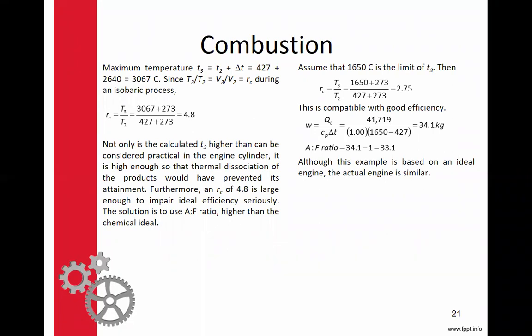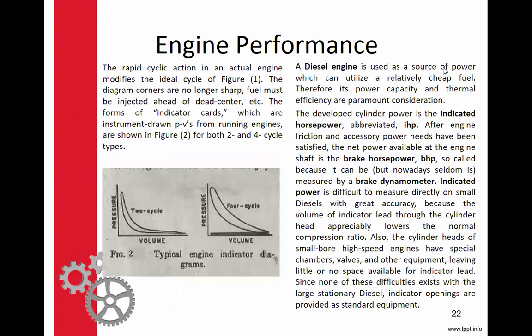Although this example is based on an ideal engine, the actual engine is similar. Engine performance. The rapid cycle action in an actual engine modifies the ideal cycle of figure 1. So ito na yung modifications of figure 2. The diagram corners are no longer sharp. Fuel must be injected ahead of dead center, etc. The forms of indicator cards, which are instrument records of PV from running engines, are shown in figure 2 for both 2 and 4 cycle types. So this is the 2 cycle and 4 cycle.